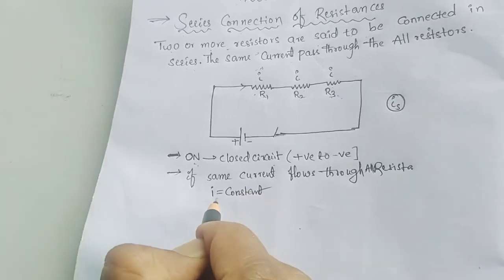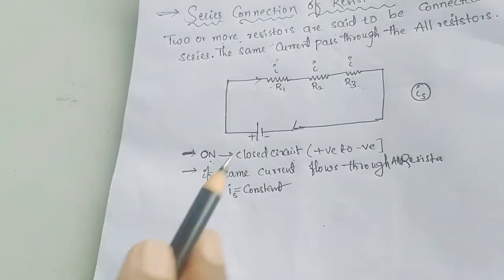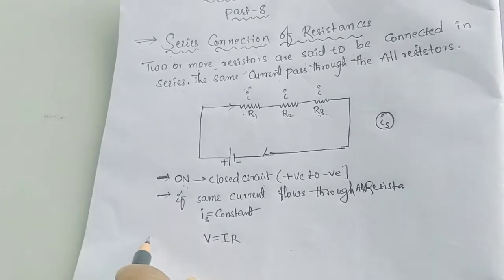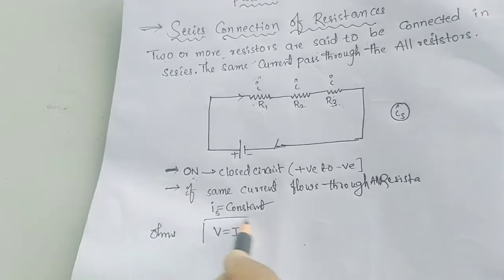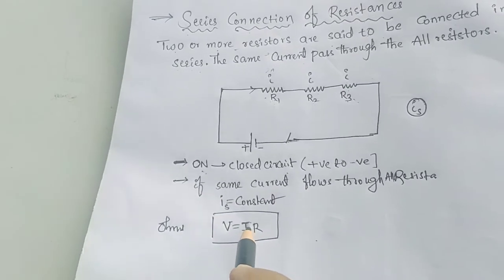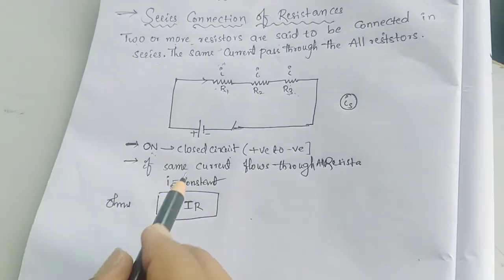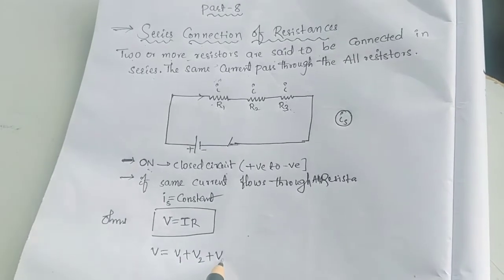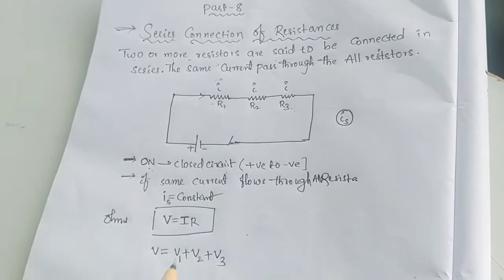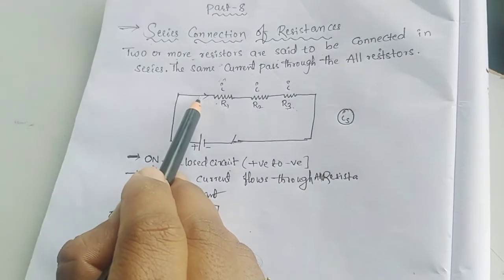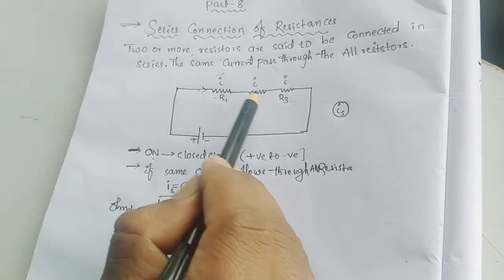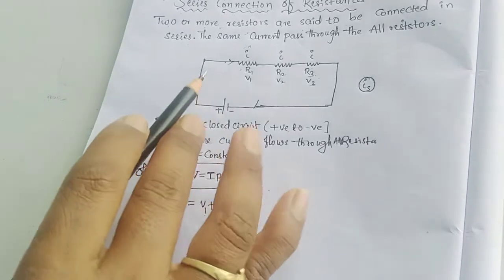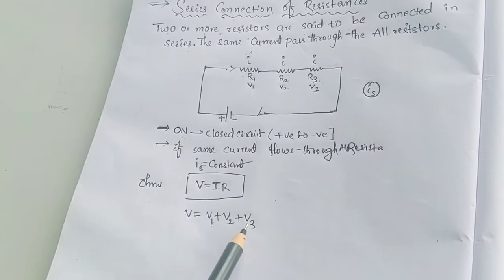So in series connection, that's why we represent it as Is. As you know, Ohm's law: V is equal to IR. So what is Ohm's law? It is the relation between the potential difference, electric current and resistance. Here V is equal to V1 plus V2 plus V3. The potential difference is different across each resistor: here V1, here V2, and V3. So V is equal to V1 plus V2 plus V3.